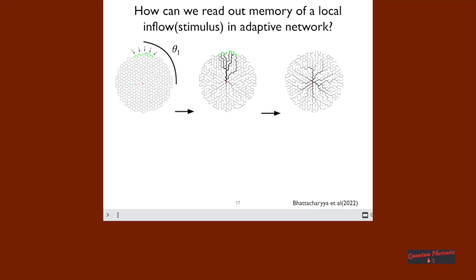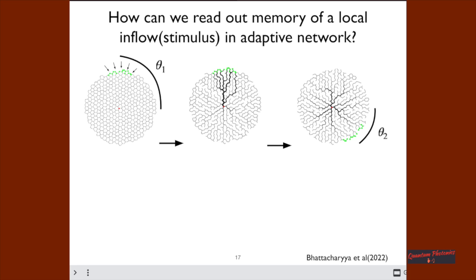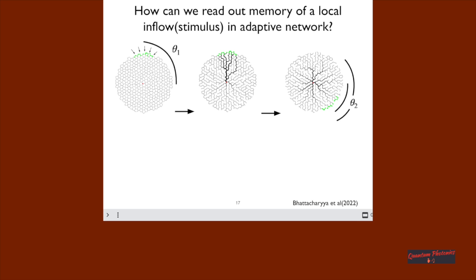And now we ask the question: if this relaxed network, so I first train the network with the stimulus and then I take the stimulus off and relax it for some time, and then I ask the question if this relaxed network still remembers where the stimulus was applied. And to probe that, what I do is basically I apply a second stimulus, a probe stimulus, to the network shown by the next build, in a different angle θ2, shown by the next build, to check how the network reacts to this probe stimulus if I change the direction of the probe stimulus, shown by the next build.